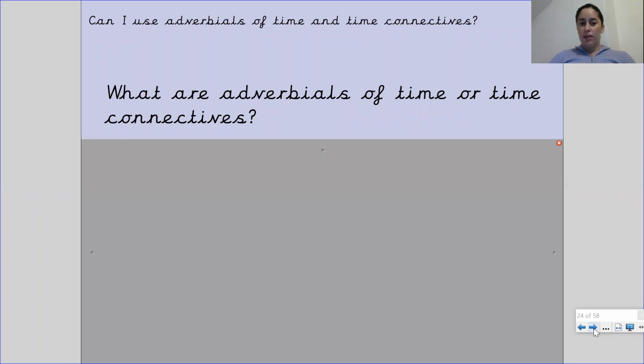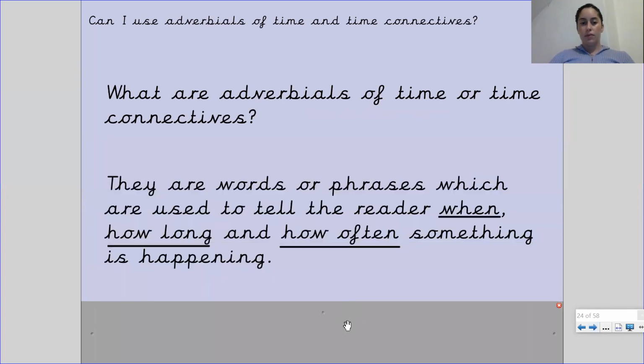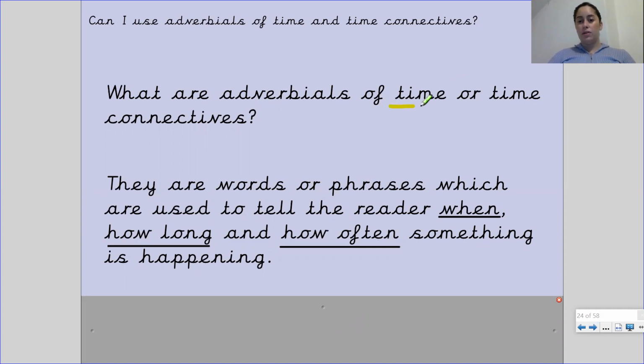Pause the video and have a think. What are adverbials of time or time connectives? So they are words or phrases which are used to tell the reader when, how long, or how often something is happening. So the time bit should give us a clue. It tells us when something is happening, how long it's happening for, and how often it's happening.